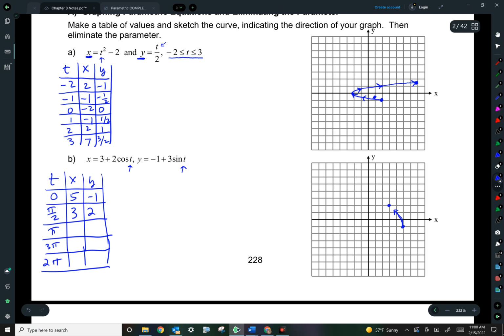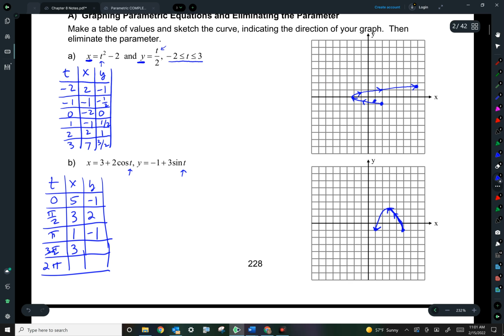Okay, and then at pi, what's that going to be? 1 and then -1. So then I head over to 1, -1. So basically, I progress through that point. I make the turn. I head this direction. And then at 3 pi over 2, if I plug in 3 pi over 2, I'm going to be at the point 3, -4. I'm just using my unit circle.